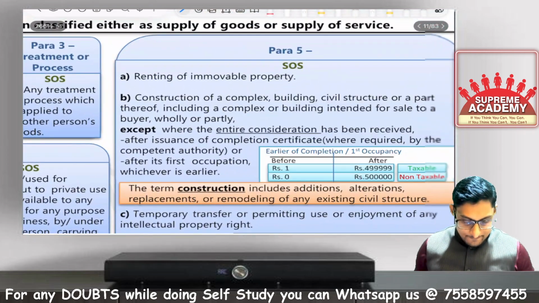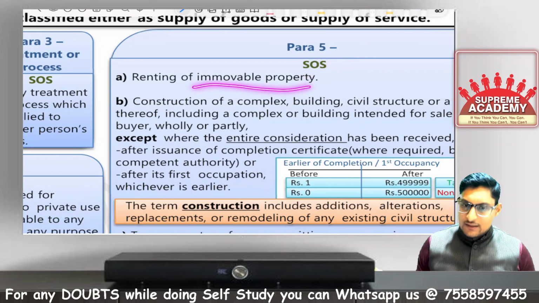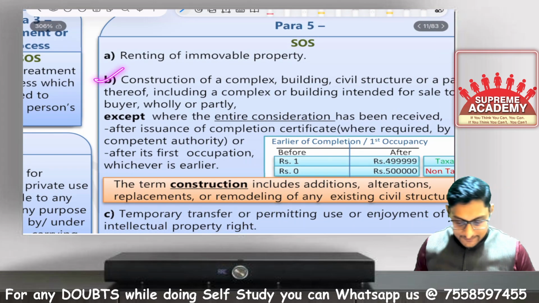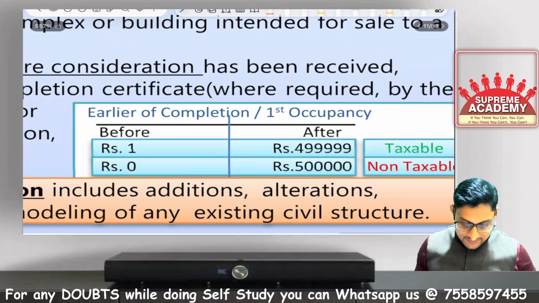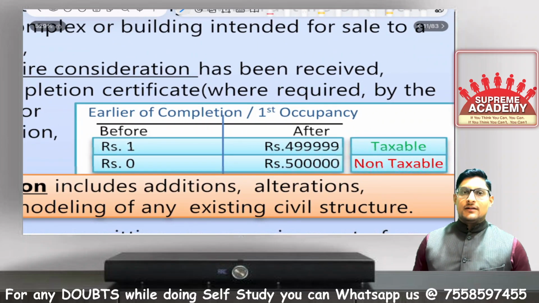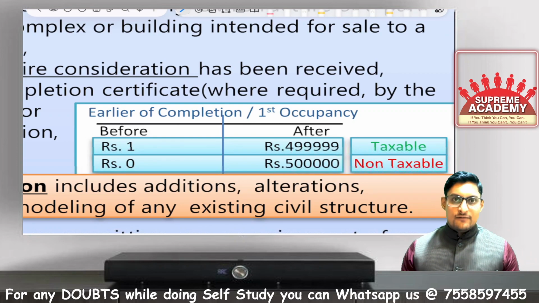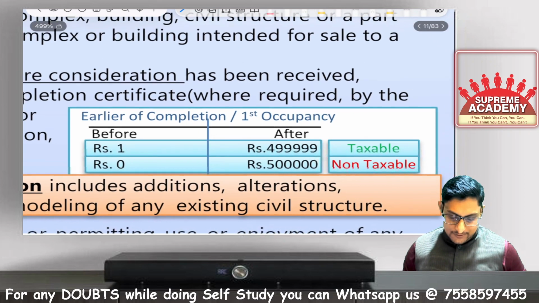Now para 5, supply of service. Renting of immovable property, in short, it will be a supply of service. Now, number B, this point I am going to explain to you with an example. You have seen many builders that are building projects: flat schemes, commercial projects, residential projects, row houses. What they do is complete the project, and then people go and live in or use that particular property.